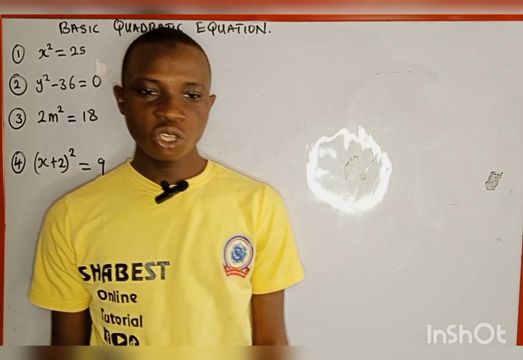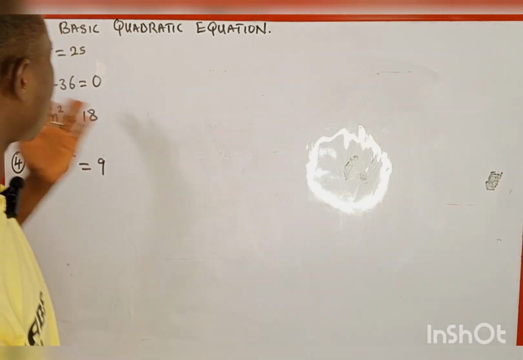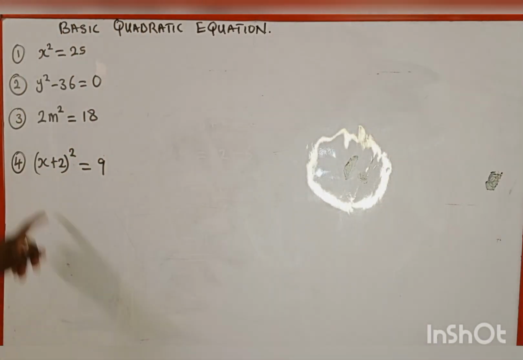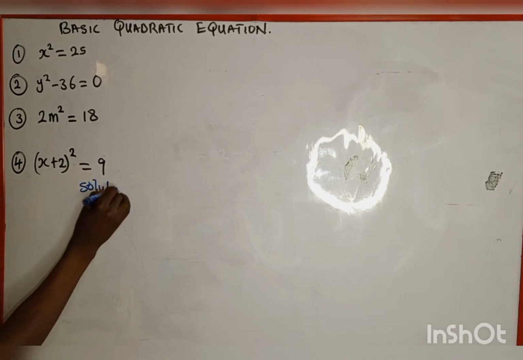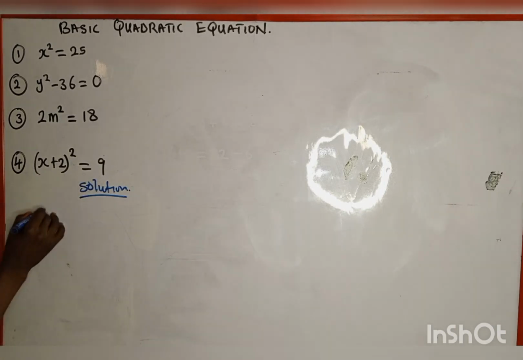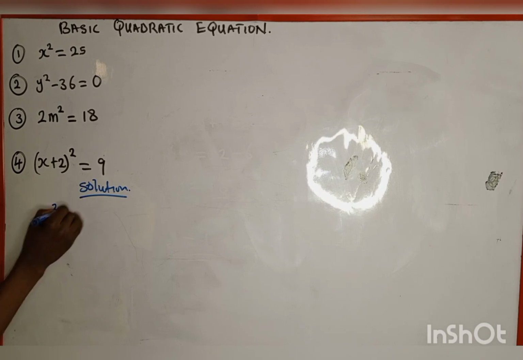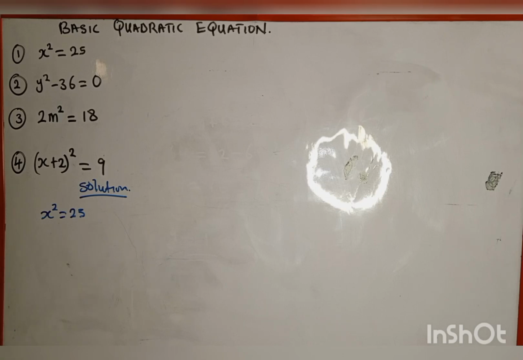So on the board here we are given examples of quadratic equations from number 1 to 4. Let us start from number 1. Number 1, we have x to the power of 2 equal to 25. So this is a quadratic equation. We have different methods of solving this kind of quadratic equation, but the simple method is to take the square root of both sides of this equation.